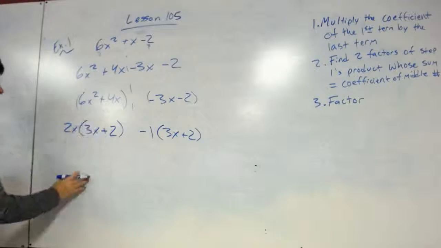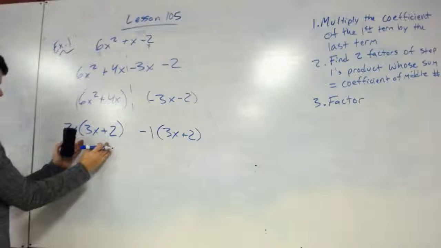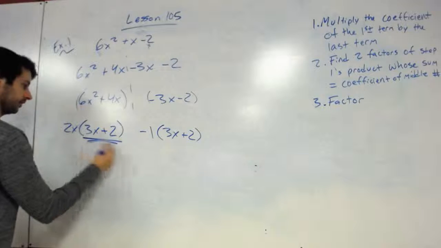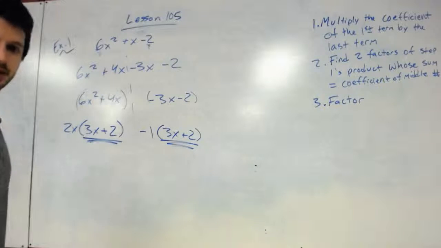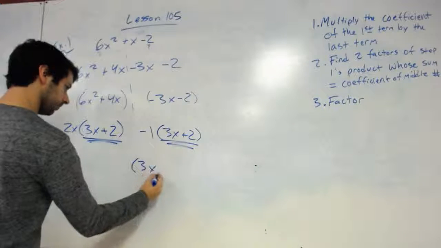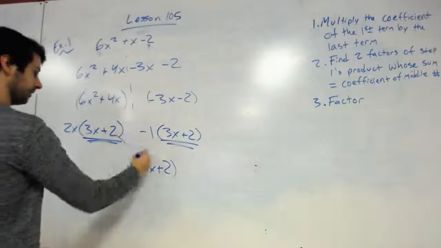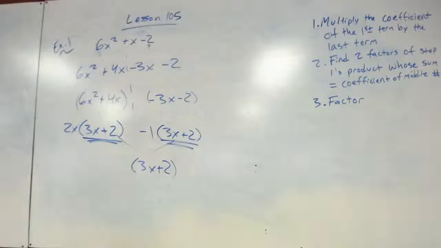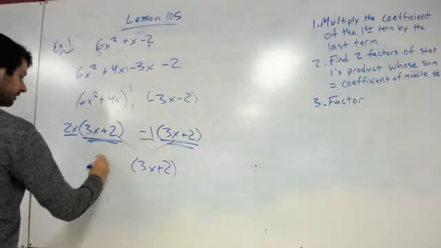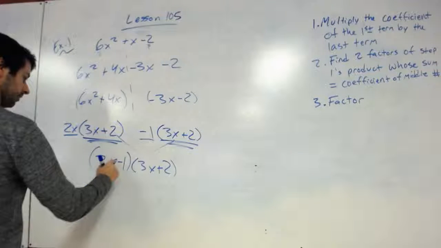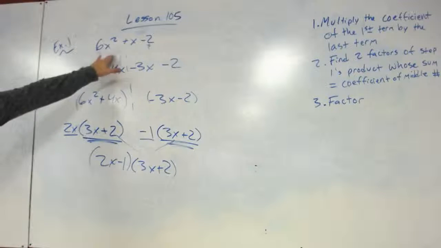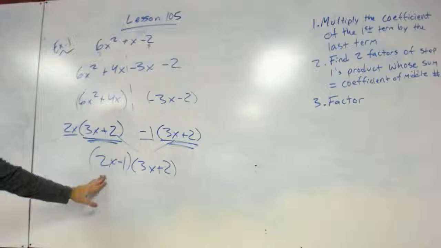All right, so that's what we're left with. So we have a 2x times 3x plus 2 and a negative 1 times 3x plus 2. What do you notice? These two are the same. So if they have the same identity, we can just take one thing out. They just combine into one, in a sense. And then I take the other two numbers, and I write 2x minus 1 for those. So my factorization of 6x squared plus x minus 2 would be 2x minus 1 times 3x plus 2.